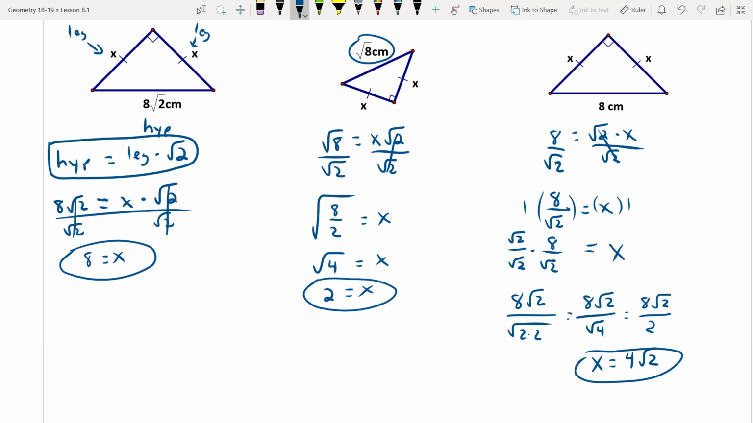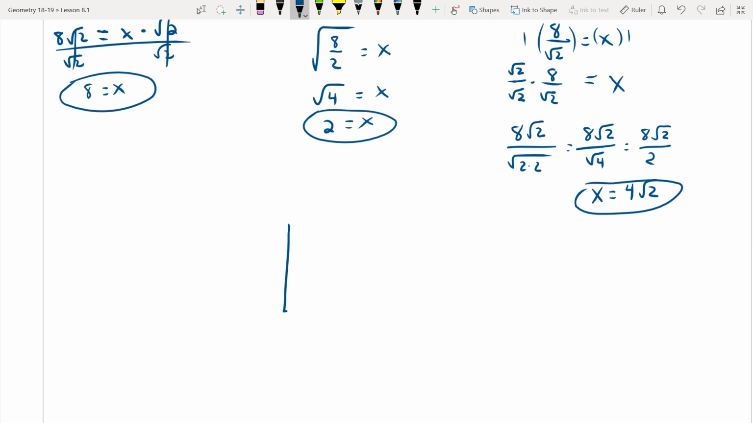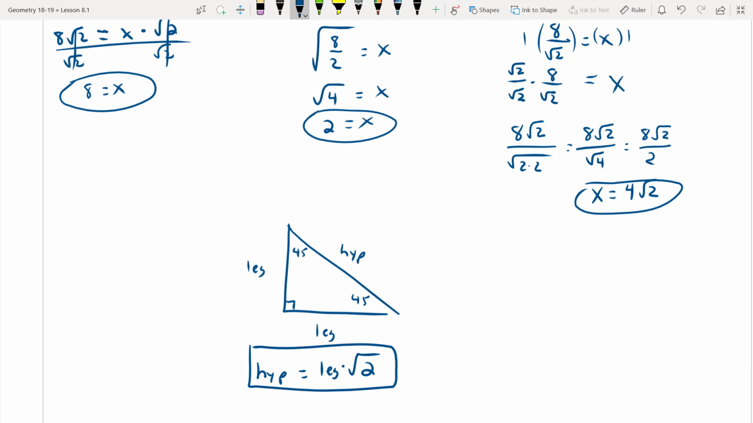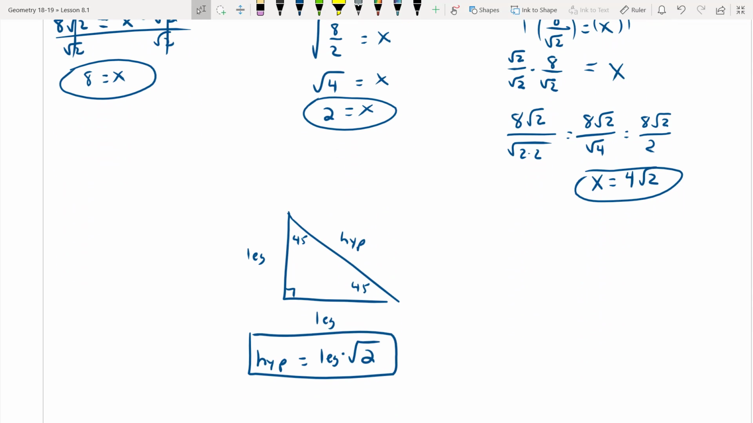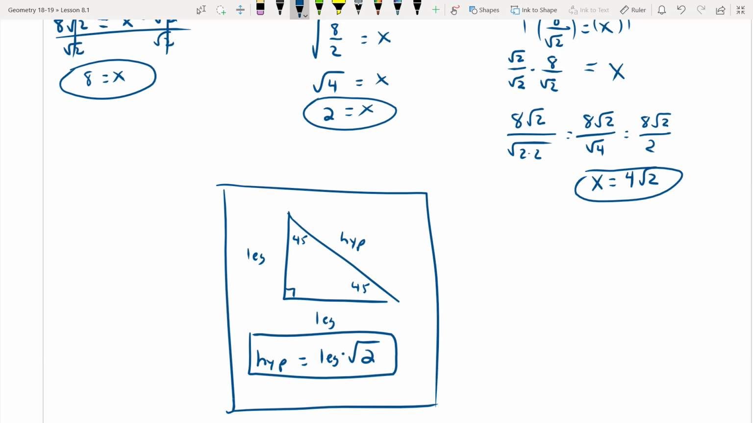So just to recap, if I've got a 45, 45, 90 right triangle, I've got my leg, and I've got my hypotenuse. And my hypotenuse is always equal to our leg times radical 2. And that's our one formula. That's it. No matter what you're given, no matter what picture you're given, no matter what numbers you're given, it's always going to be this right here. So this is kind of your massive takeaway that you're going to want to write down. And that's going to be our one rule. That's all we have for 45, 45, 90 right triangles.